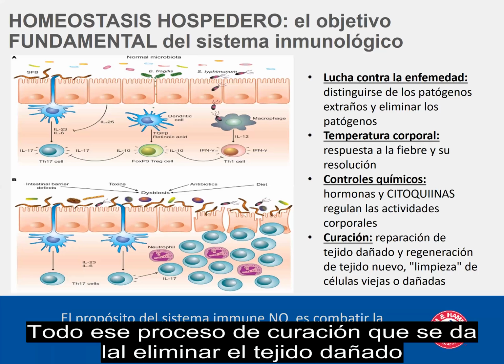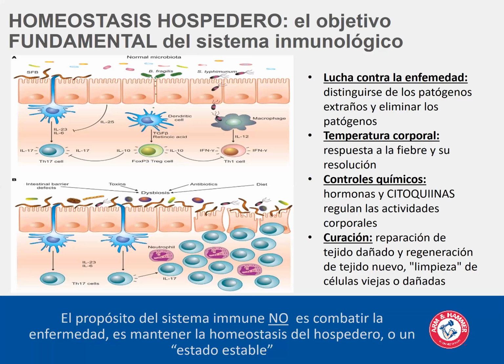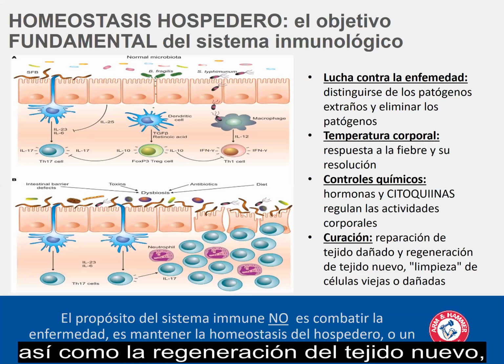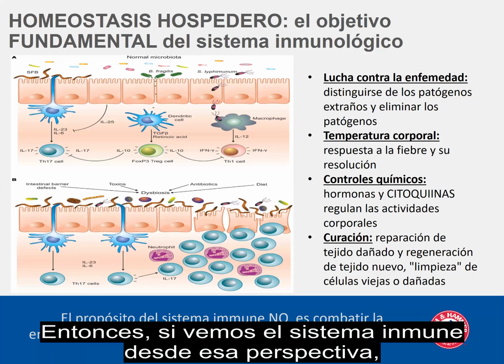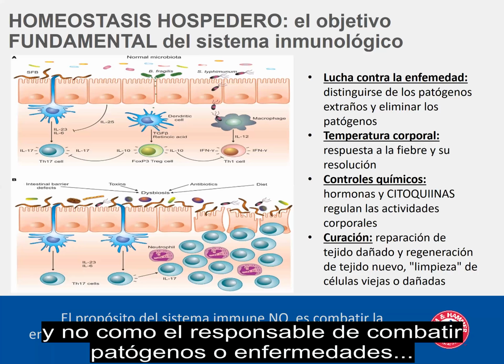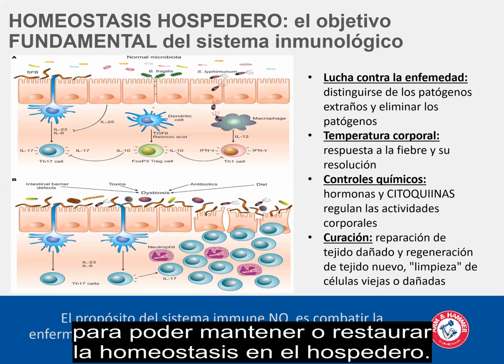And that whole healing process of eliminating the damaged tissue, combating any foreign entities that may be trying to infiltrate the host through the cut, as well as generation of new and healthy tissue, is all part of the immune response trying to maintain homeostasis. So again, if you think about the immune system from that aspect, and not just combating or fighting off foreign pathogens or disease of the host, the immune system works as a holistic operation to really just, again, maintain or bring back homeostasis to the host.